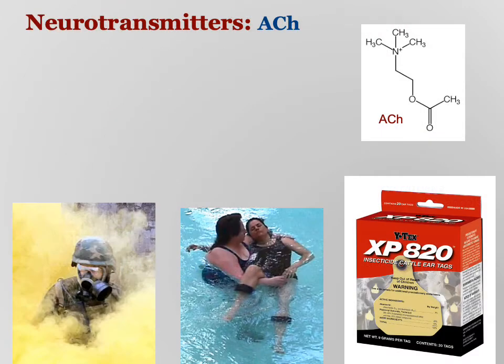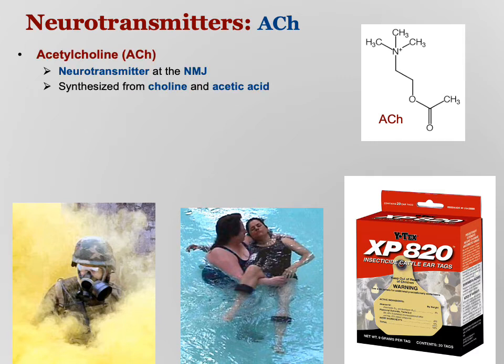Okay? All right, let's look at our first neurotransmitter here, acetylcholine, which we've seen before. Now let's look at it as a neurotransmitter. So acetylcholine, neurotransmitter at the neuromuscular junction, synthesized from choline and acetic acid.